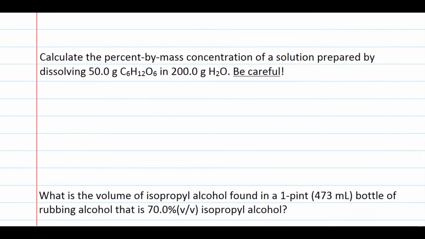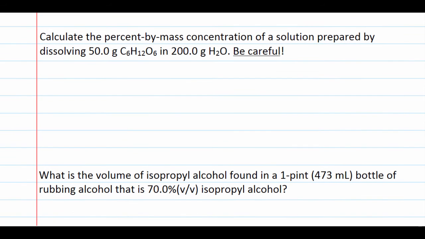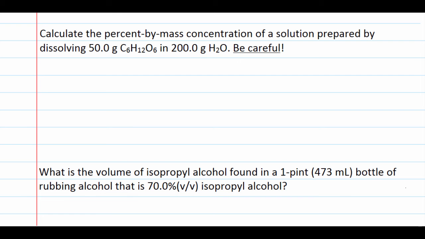First of all, we have two calculations on percentages. I had meant to put these on your handout today, and I forgot to do that. So let's look at these two. These will be two questions that show up next in the Socrative app. First one is to calculate the percent by mass concentration of a solution prepared by dissolving 50.0 grams of C6H12O6 in 200 grams of water.